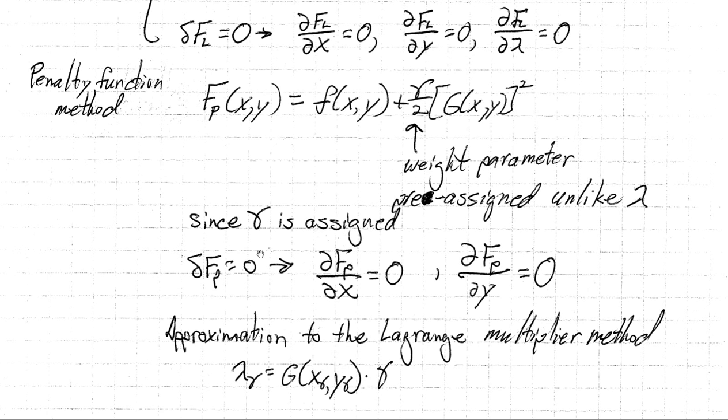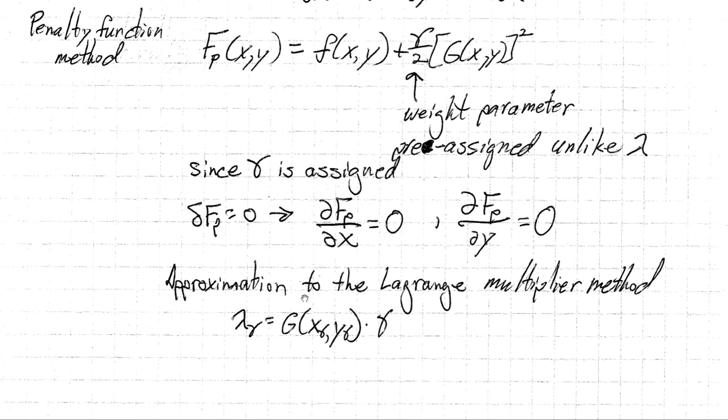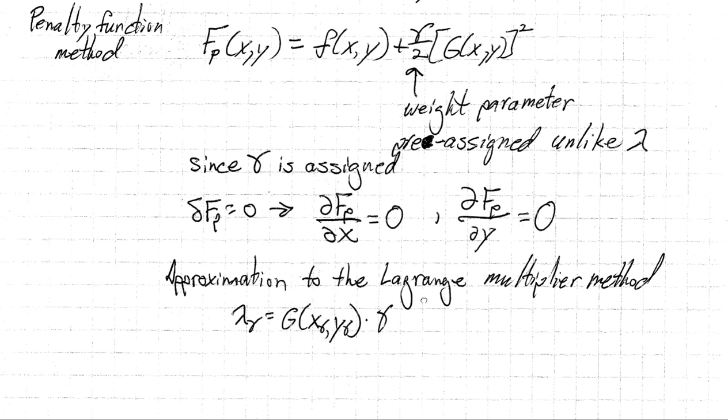So since this is assigned, you take the variation here, you just have two equations. And if you remember, that's what we're after. We just want to solve the first two equations for the velocities and not the pressure. And that's what we get. So if you want to correlate these two, you approximate the Lagrange multiplier with, here's your Lagrange multiplier, g times this constant gamma.